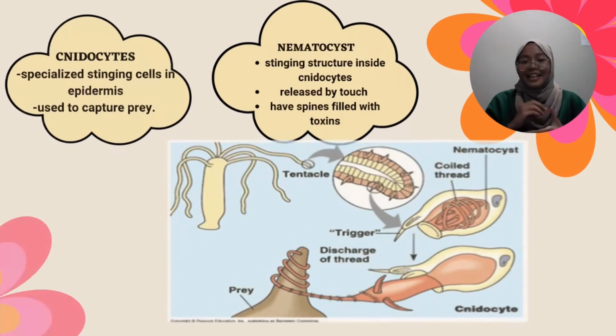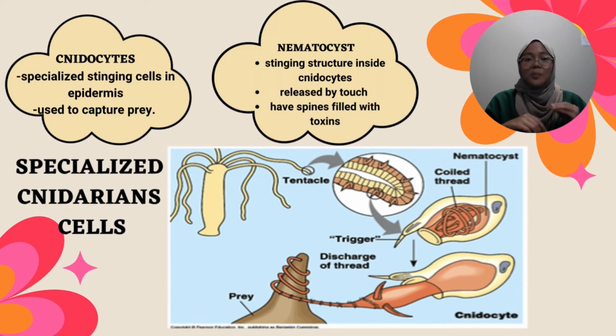Okay, other than that, cnidarian cells have a specialized structure, which is the cnidocyte. Cnidocyte is a specialized stinging cell in the epidermis and is used to capture prey. And we have nematocysts, which are stinging structures inside the cnidocyte, released by touch, and have spines filled with toxins. Okay, let's go see how cnidarians capture prey.